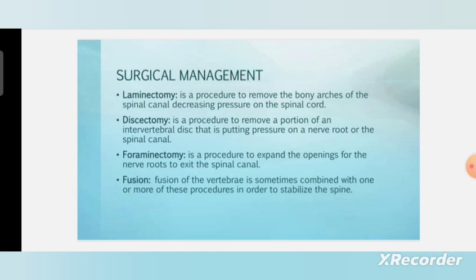Next is foraminectomy. It is a procedure to expand the opening for the nerve root to exit the spinal canal. Next is fusion. Fusion of the vertebrae is sometimes combined with one or more of these procedures in order to stabilize the spine.